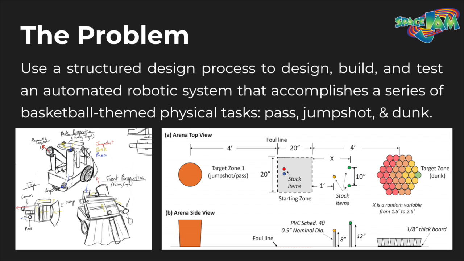Now it's time to introduce the problem we are all too familiar with at this point. The problem was to use a structured design process to design, build, and test an automated robotic system that accomplishes a series of basketball-themed physical tasks, which are pass, jump shot, and dunk. Down below you can see some of our very initial design sketches to solve the problem, as well as the competition arena, where we would later prototype and test our robot.